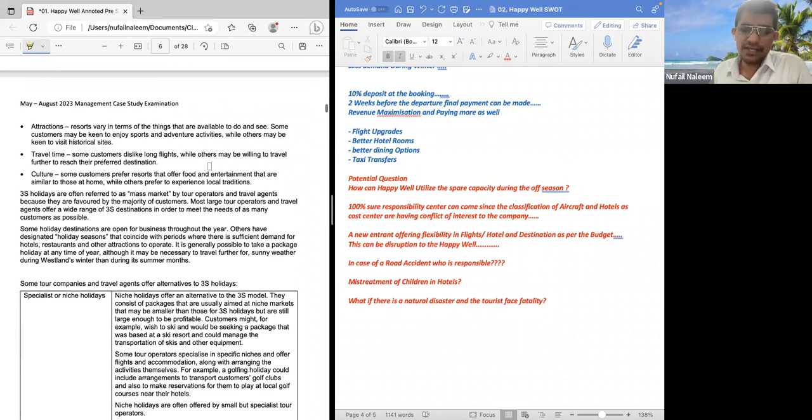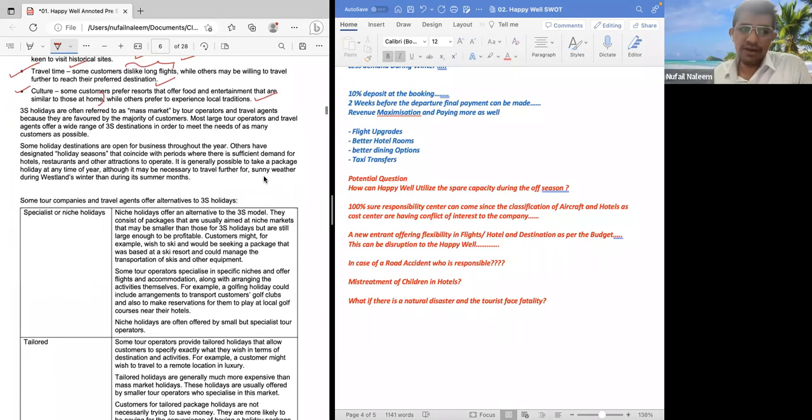Then the next one, students, attraction. Let's finish that also. Attractions at a resort vary in terms of things available to do and see. Some customers may be keen to enjoy sports and adventure activities, and others may be keen to visit holiday sites as well. Travel time. Some customers dislike long flights, while others may be willing to travel further to reach a preferred destination. So attraction is one thing, travel time is one more thing, and then culture. Some customers prefer resorts that offer food and entertainment similar to home, while others prefer to experience the local tradition as well. So that is also one factor.